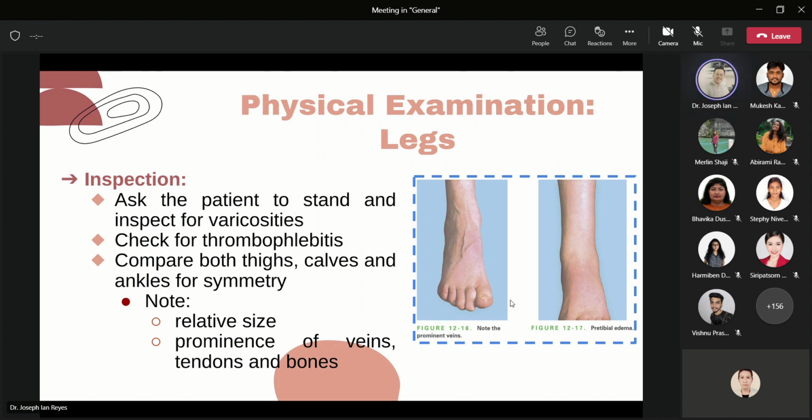So it's very important, again, to check for symmetry. So relative size, prominence of veins, tendons, and bones. So ask your patient, do you have any history of polio infection? If there are any changes or differences in the size. If none, maybe the patient has other conditions, maybe PEDs or any circulatory problems, right?